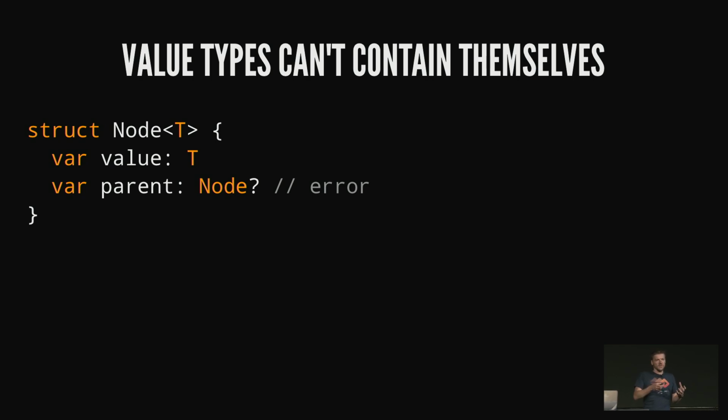And I want to use a struct for this, but I can't, unfortunately, because it's not really logically meaningful for a struct to be able to contain a copy of itself. It would basically have to be infinitely large in order to be able to do that. And even if, in this case, my parent node is optional, that doesn't really help, because as we saw before, optionals are enums, and enums are also value types. So it would still require infinite storage in order to work this way.